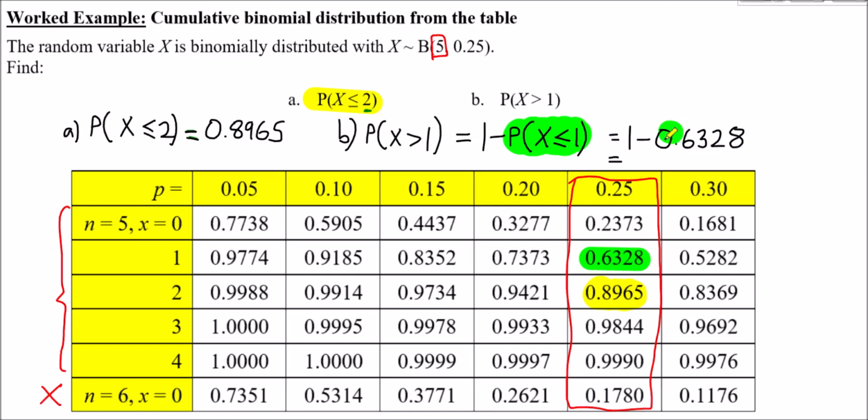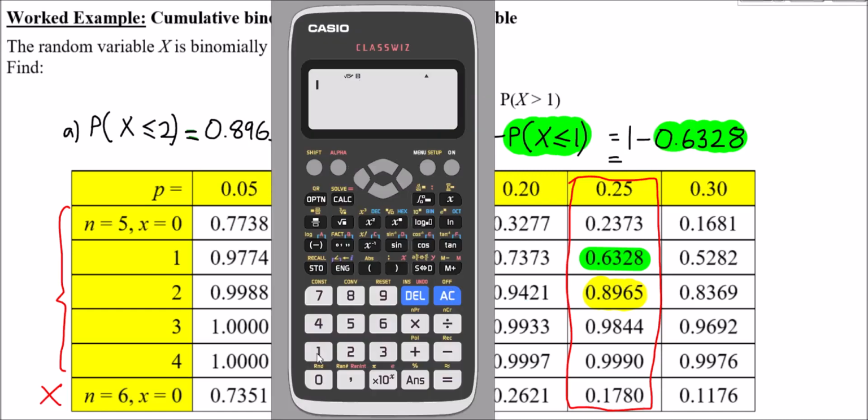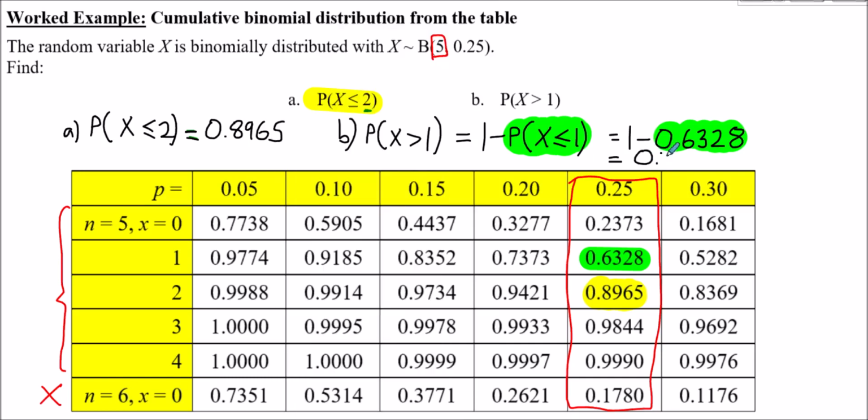Now we just need the calculator to work out what that value is, unless you feel confident and want to work it out yourself. But I'd say at A level, never be too cocksure. Always try to work things out on a calculator, just to make sure you don't make any errors. So 1 minus 0.6328, that's going to give us 0.3672. So that's how we can use the tables to help us.